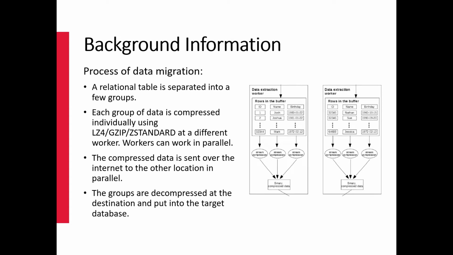I will give you some background information that are used in the project. First, I will introduce the process of data migration. So first, a relational table is separated into a few groups, and then each group of data is compressed individually by using a compression algorithm called LZ4, gzip, or Z-standard at a different worker. Workers can work in parallel. And then the compressed data is sent over the internet to the other location in parallel. Finally, the groups are decompressed at the destination and put into the target database.